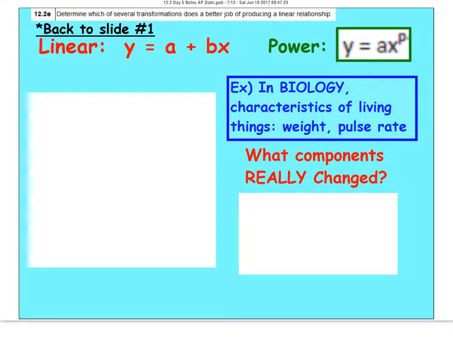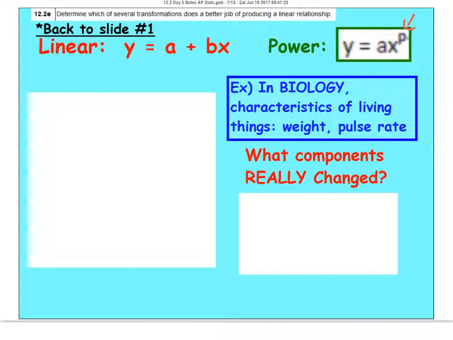In 12.2e, let's determine which of the several transformations does a better job. Should it be a power or should it be an exponential? I want to refer back to the linear function. So we looked at the format of linear. Remember in a power function, we said it's going to be something like squared or cubed or to the fourth. What happens when you transform that?